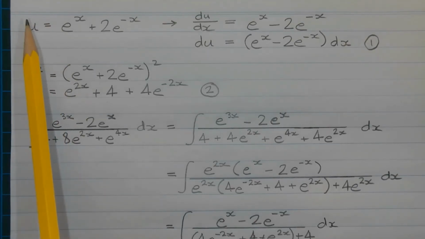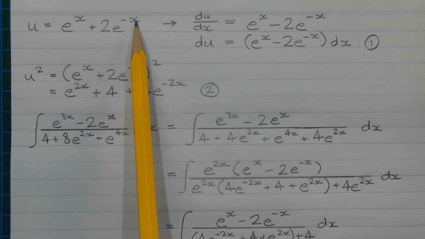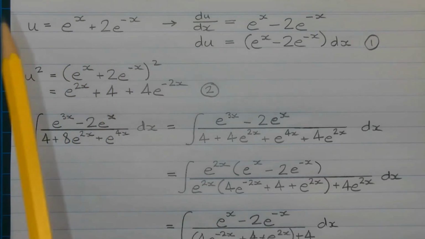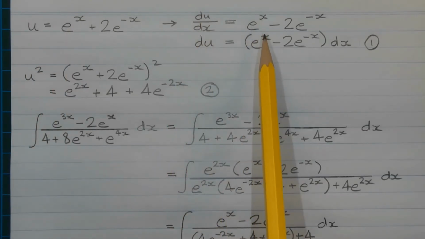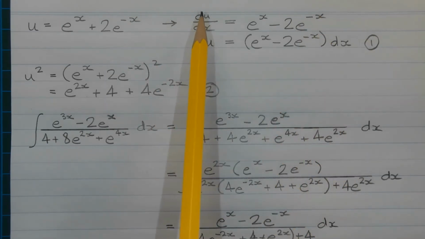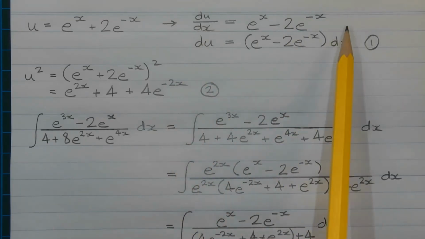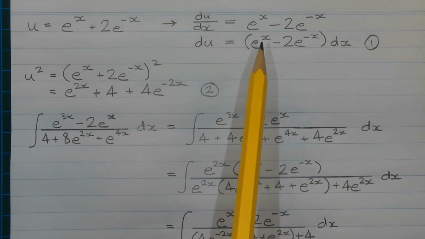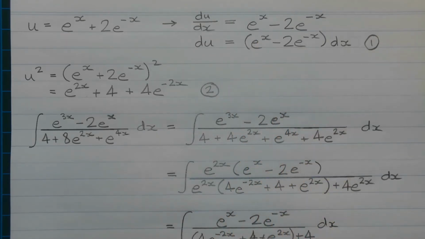The substitution given is u equals e to the power of x plus 2 times e to the power of negative x. Differentiating u with respect to x, we get du/dx is equal to e to the power of x minus 2 times e to the power of negative x. Expressing du in terms of dx by moving the differential dx over to the right-hand side by multiplication, we get du is equal to (e to the power of x minus 2 times e to the power of negative x) dx. We'll call this equation number 1.